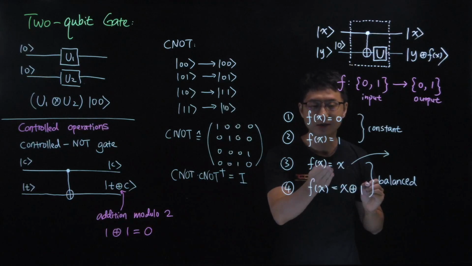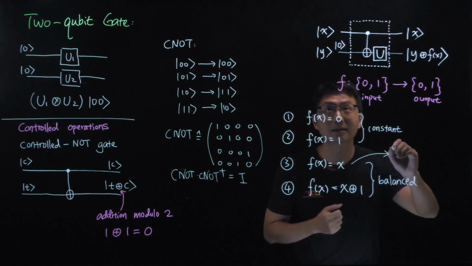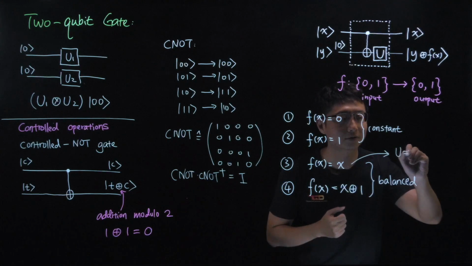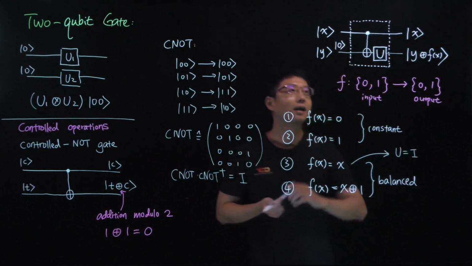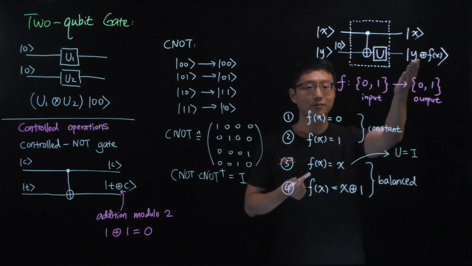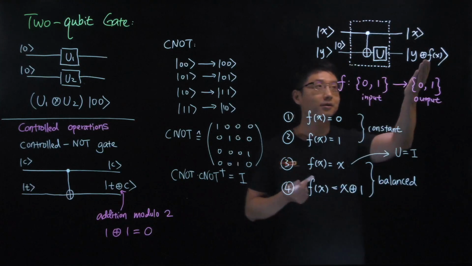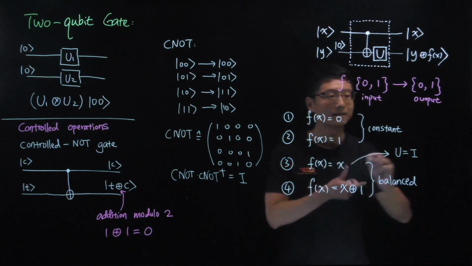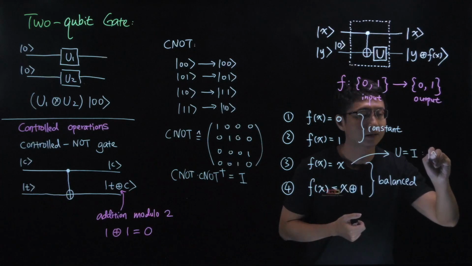So for the evaluation of the function f of x equals x, what we need is to set the unitary equal to the identity. And as you can see, the output over here, the y is 0. So then f of x is equal to x.